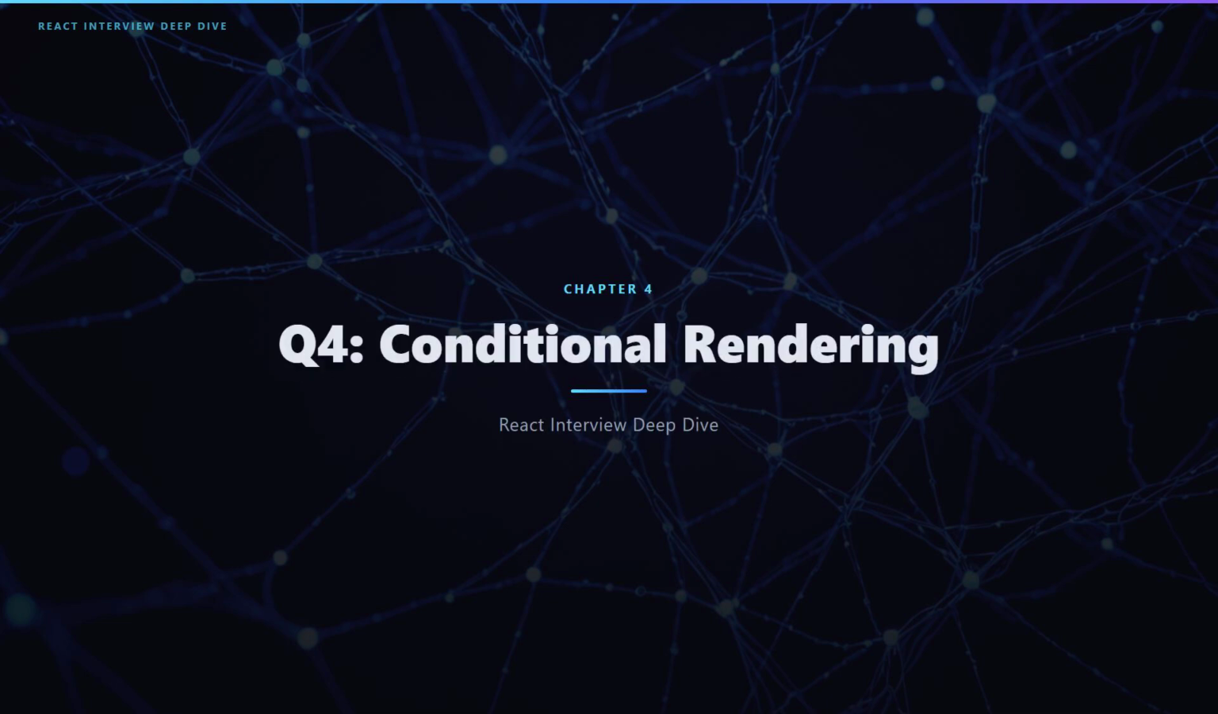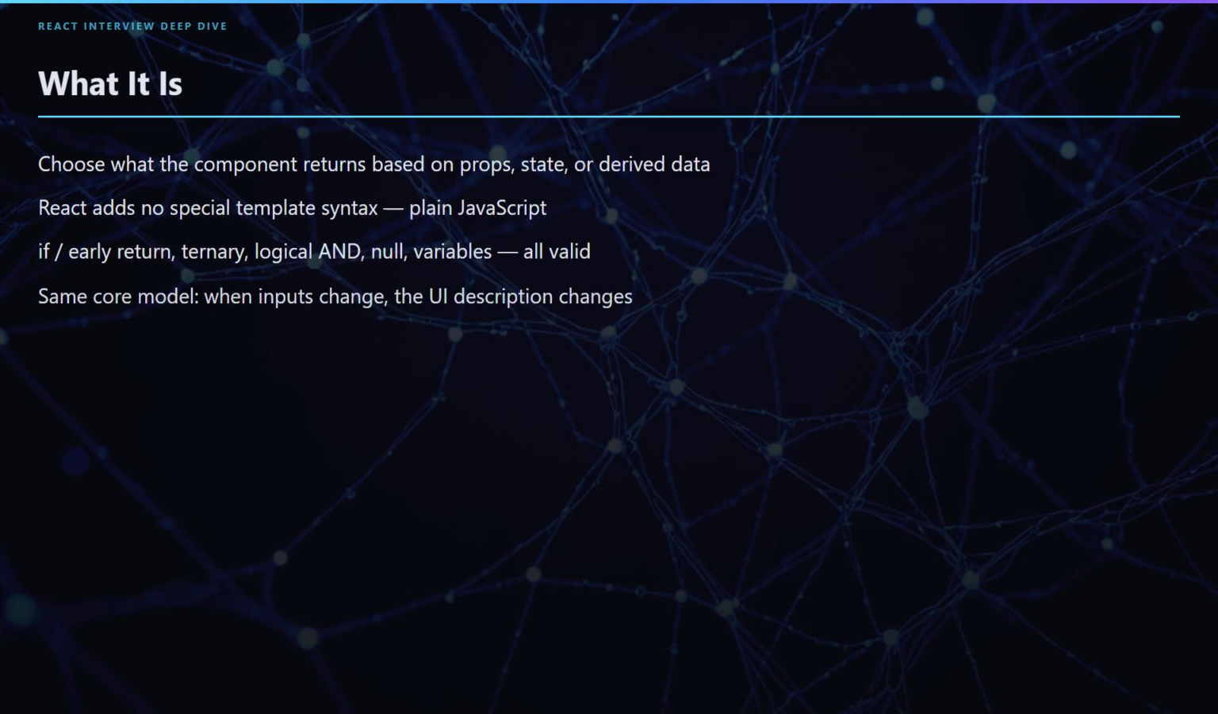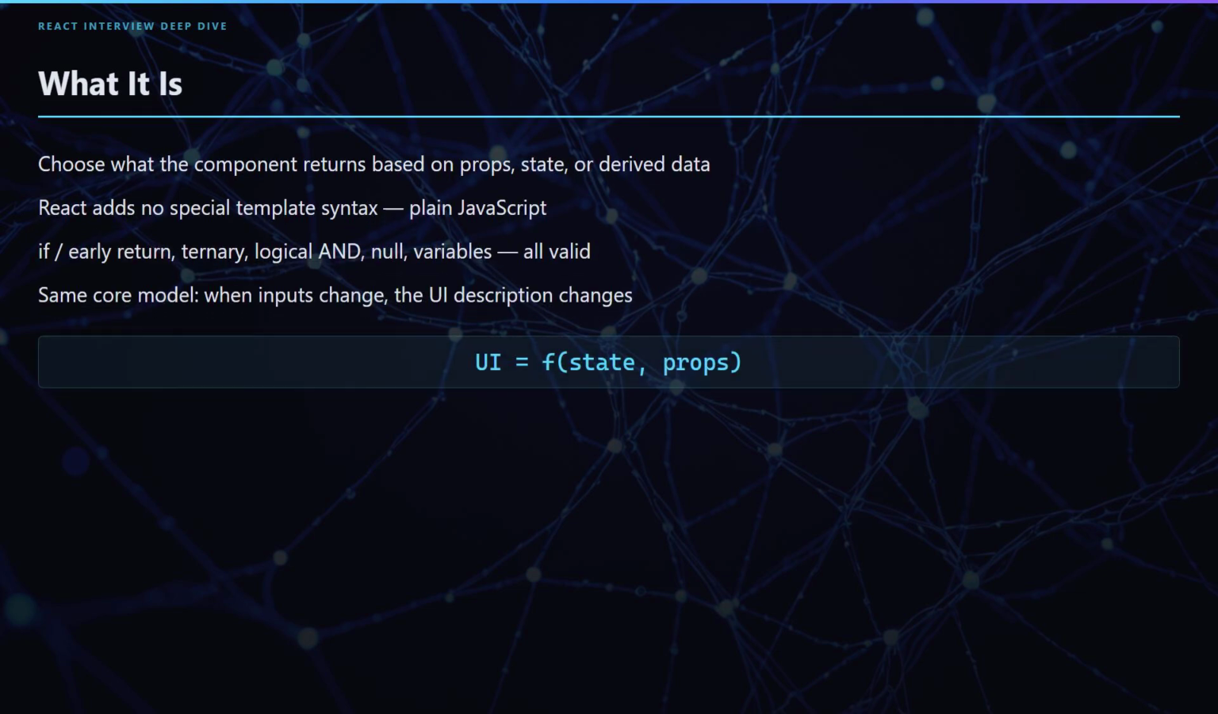What is conditional rendering in React? It sounds elementary, but doing it cleanly is what separates brittle UIs from maintainable ones. Conditional rendering means choosing what a component's render output should be based on props, state, or derived data. React does not give you a special template language for this.